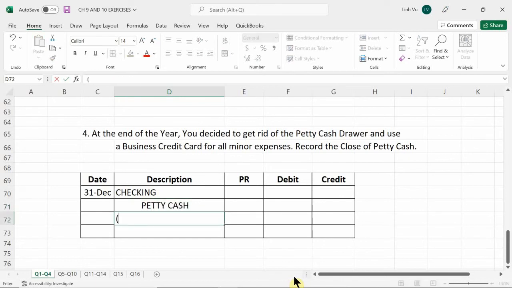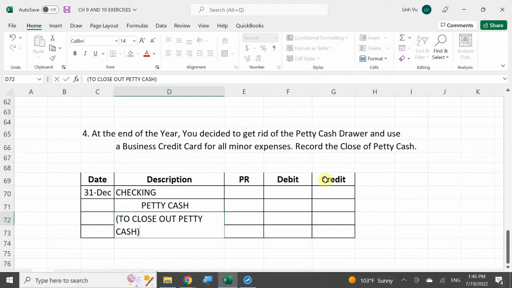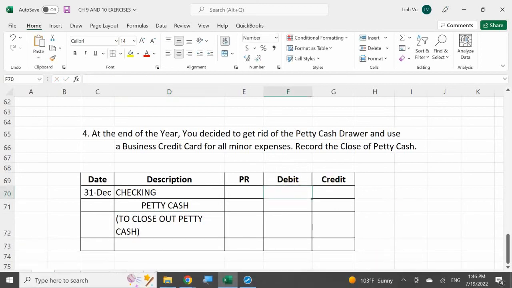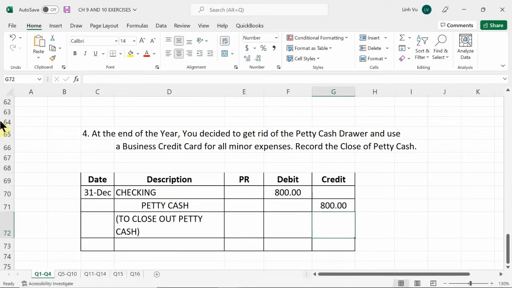All right, good. To close out petty cash. Good, right? What are you going to do with the money in the petty cash drawer? You never pocket it, okay? What you're going to do is throw it into your checking account, because that's where the money began. So you're going to put that back in there so you can continue operating the rest of your business, not having $800 laying around on the table.